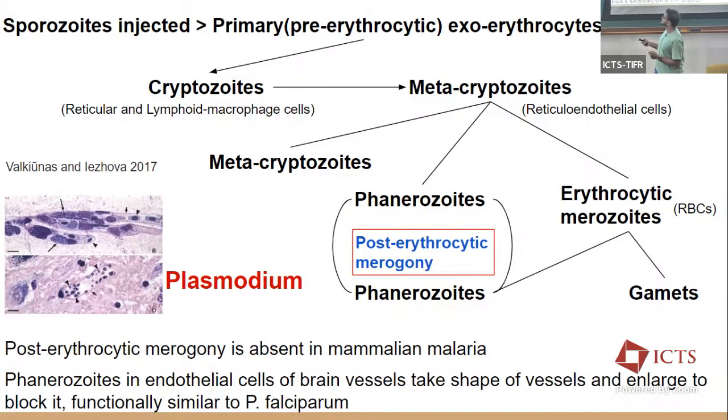It undergoes exoerythrocytic merogonies, and there are two types of them. There is a pre-erythrocytic exoerythrocytic merogony, where there are two types of cells called cryptozoites and metacryptozoites. It's just technical terms, a simple textbook reading. These stages differ in their sizes and the type of organs they infect. Cryptozoites infect reticular lymphoid macrophage cells, whereas metacryptozoites can go to reticular endothelial cells also, including the brain capillaries.